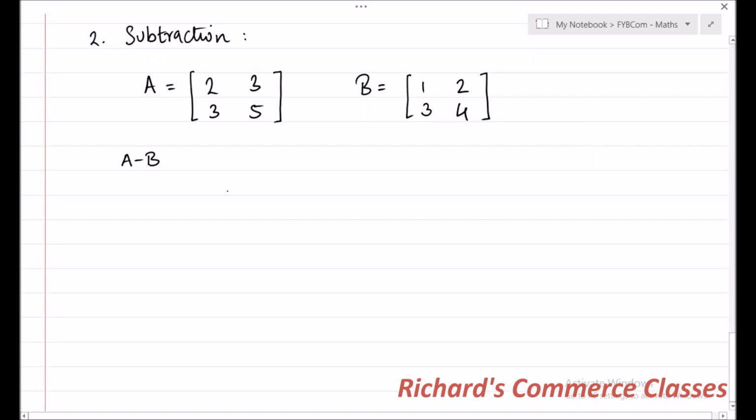To calculate A minus B, again you have to follow the corresponding rule. Subtract the corresponding elements. It will be 2 minus 1 is the first element, 3 minus 2 is the second element, 3 minus 3, and lastly 5 minus 4. Solving it further, the final answer will be 1, 1, 0, 1.